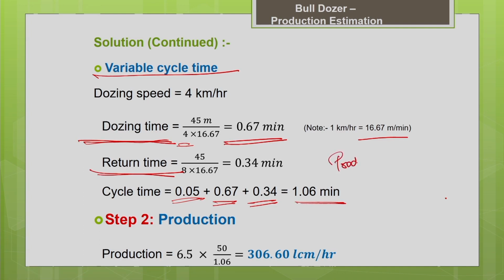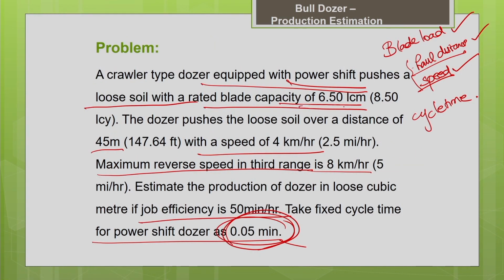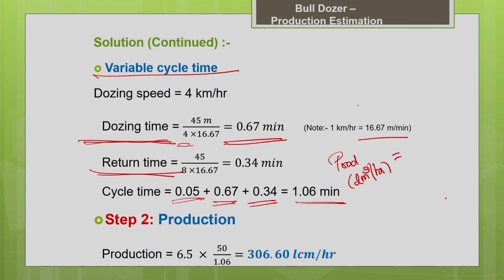Now you calculate the productivity. I need the productivity in loose meter cube per hour. So how to calculate that? I know the blade load. The blade load was given to you as 6.5 loose cubic meter. So use this value, 6.5 loose cubic meter, divided by the total cycle time, 1.06 minute. I need the answer in loose meter cube per hour, so let me convert this minute into hour: 1.06 divided by 60.